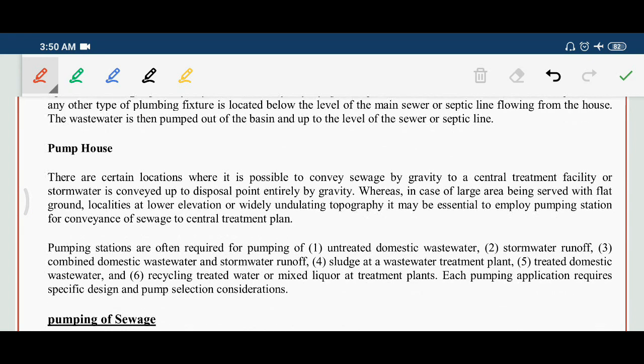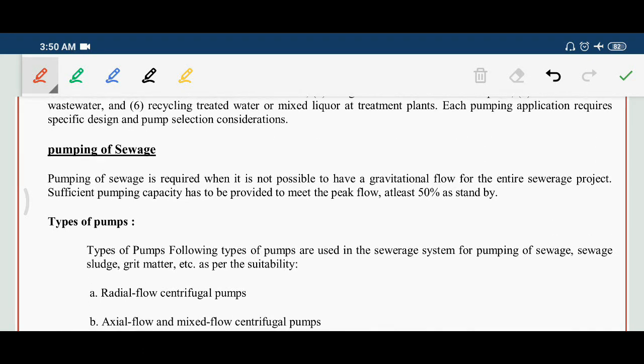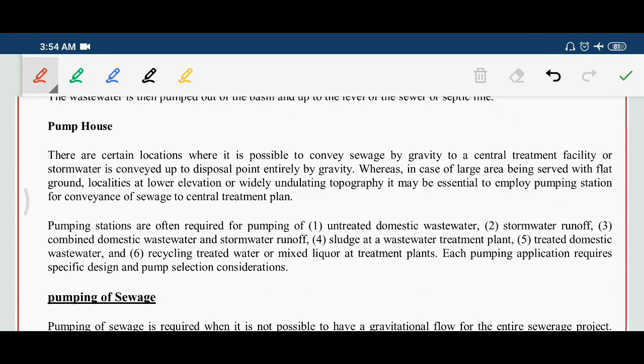Next we have pump houses. We need pumps, right? Pumping stations are often required for pumping of, first one, untreated domestic wastewater, second one, storm water runoff, third one, combined domestic and storm water runoff, fourth one, sludge at a wastewater treatment plant, fifth one, treated domestic wastewater, and the last one is recycled treated water. In all these conditions, a pump is required.